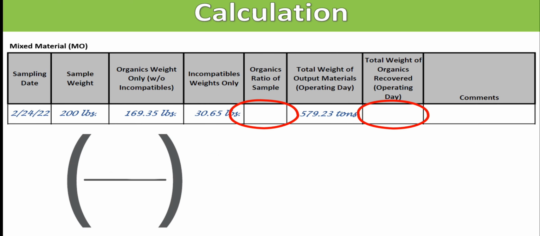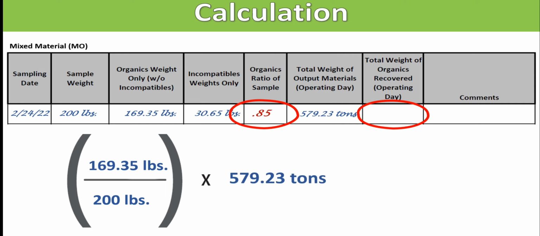So using the numbers recorded during the demonstration, the operator will take the sample weight without incompatibles, which is 169.35 pounds, divided by the sample weight, which is 200 pounds. This gives an organic ratio of 0.85, which is then multiplied by the amount of mixed material sent off-site for recovery, which is 579.23 tons. This gives the operator a total of 492.35 tons of recovered mixed material. So as you can see, of that 579.23 tons sent off-site that day, 492 tons was organic, and the rest was incompatible material.